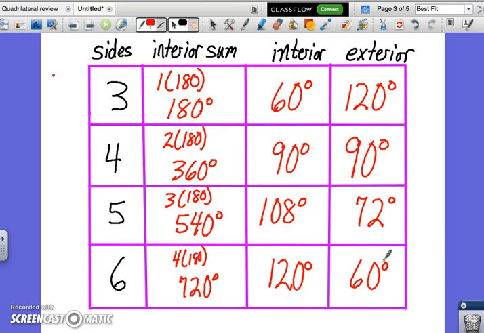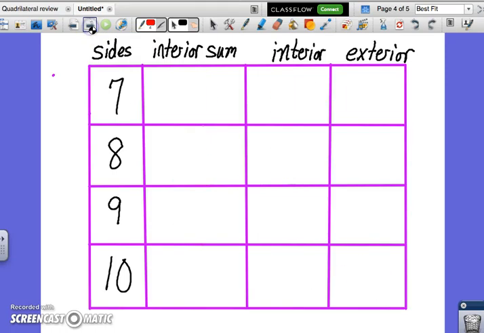Now hopefully you're starting to see that the interior and the exterior angles are always supplementary, because they make a linear pair. So the two of them will always add up to 180 degrees.